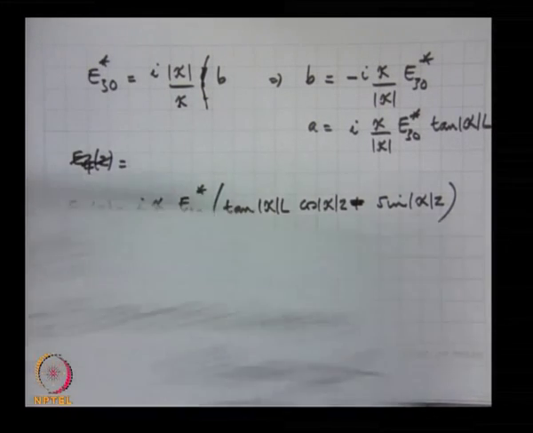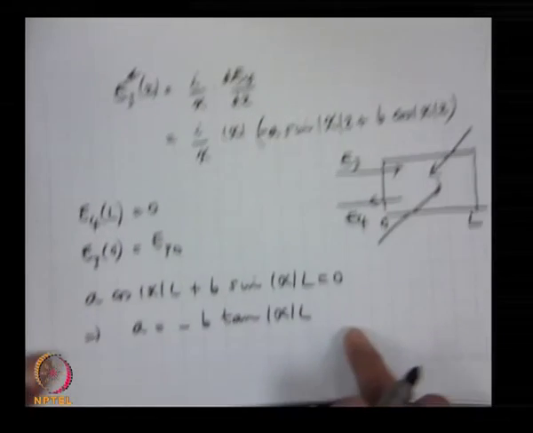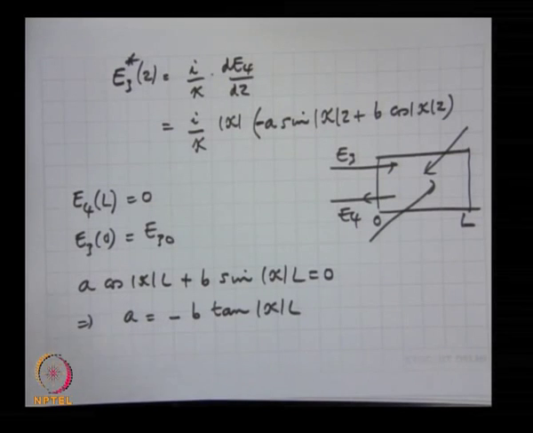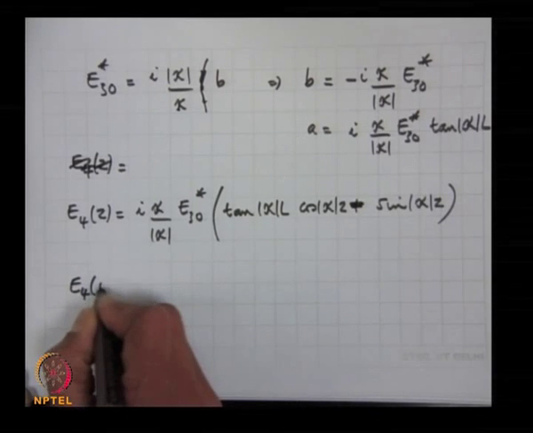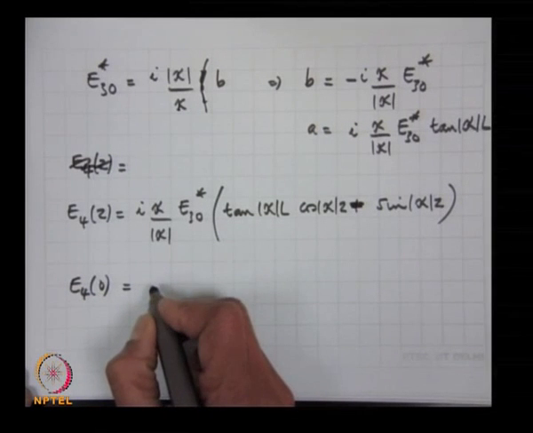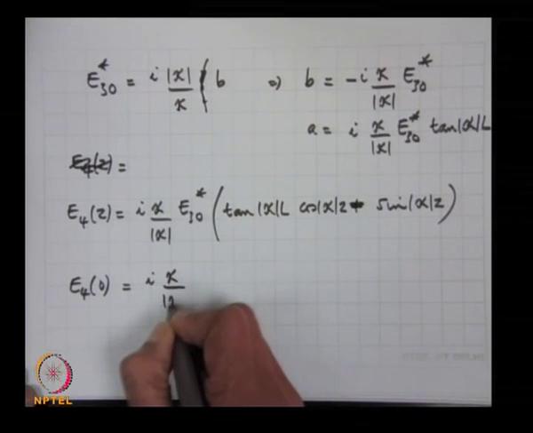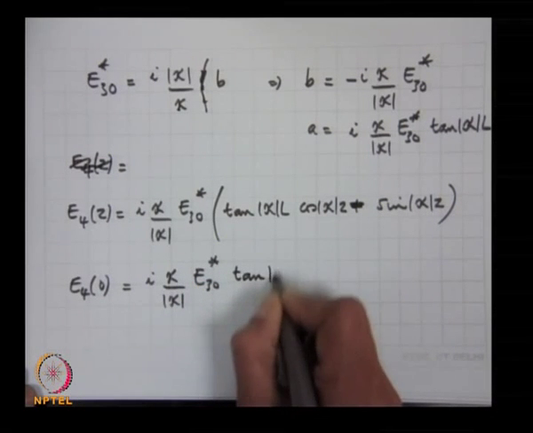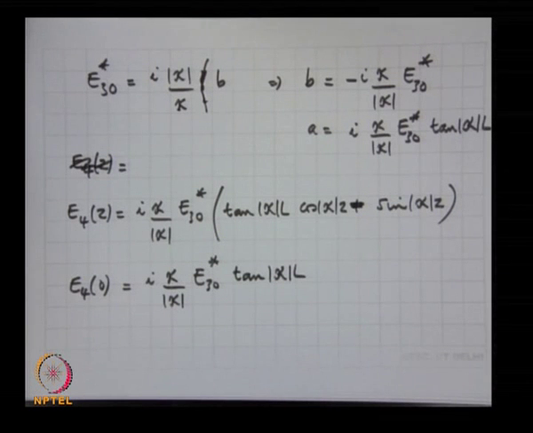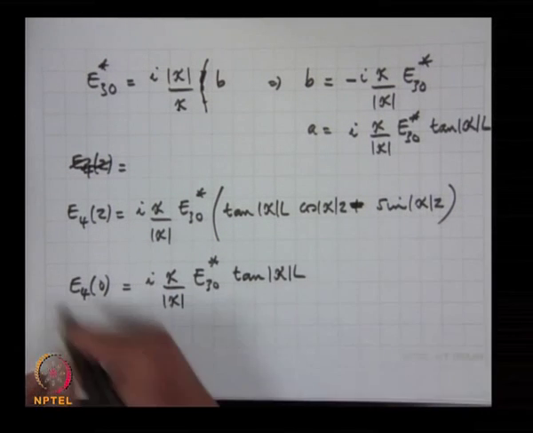What I am interested in is what is the value of E4 at this point, because beyond this, once E4 comes out, it's just going to propagate backwards. There's no more generation of E4 or modification of E4. So what I'm interested in is E4 of 0. E4 of 0 is equal to i kappa by mod kappa E3 0 star, z is equal to 0. So that is 0.